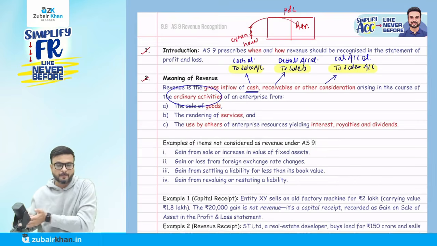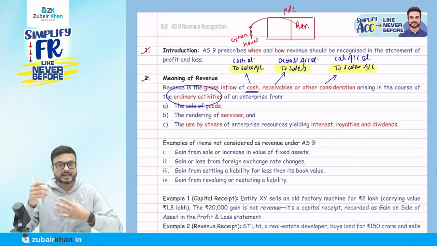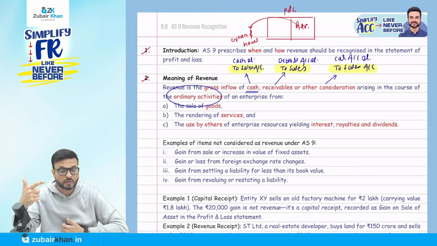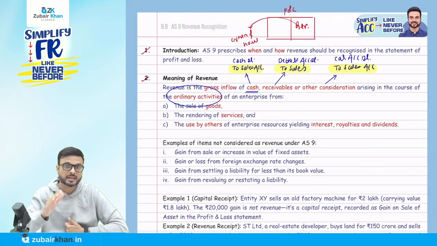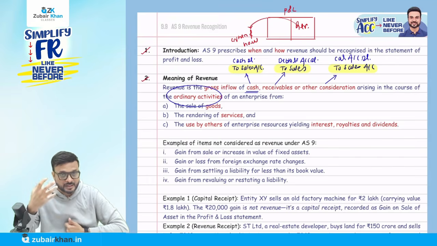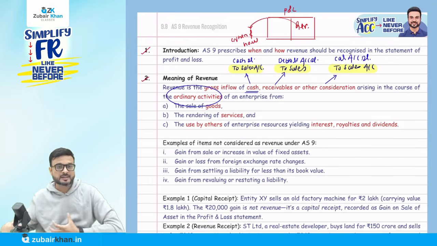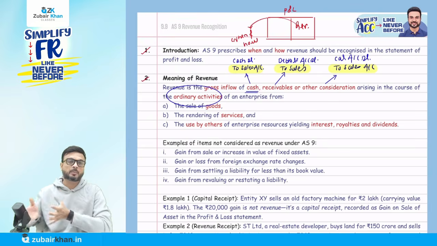royalties, or dividend. So this Accounting Standard 9 says that when you talk about revenue, revenue is the gross inflow. Okay, gross inflow of what? Cash, receivable, or other consideration arising in the ordinary activity of an enterprise from sale of goods, rendering of services, and the use by others of enterprise resources yielding what? That is the interest, royalties, and what? Dividend. So in this AS 9, we are going to revise all these three points separately.